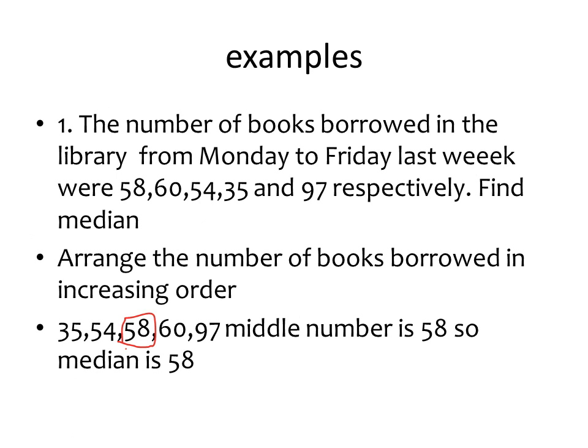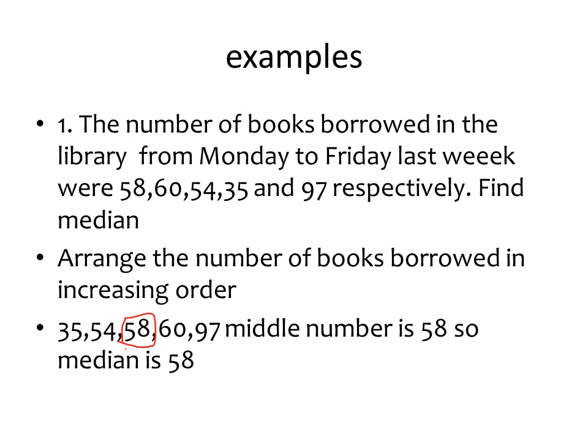Now, see the example. The number of books borrowed in a library from Monday to Friday last week were 58, 60, 54, 35, 97. Who is the person who has borrowed so many books? Or it may be the library's total books borrowed. So find the median. When we just say median, arrange the number of books borrowed in increasing order.